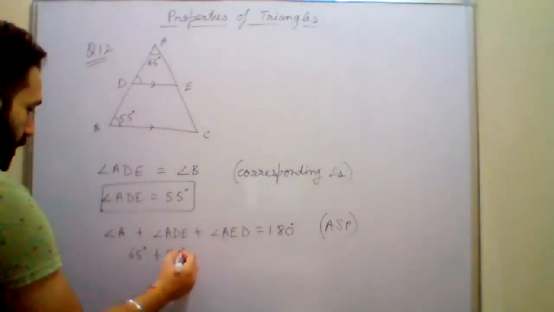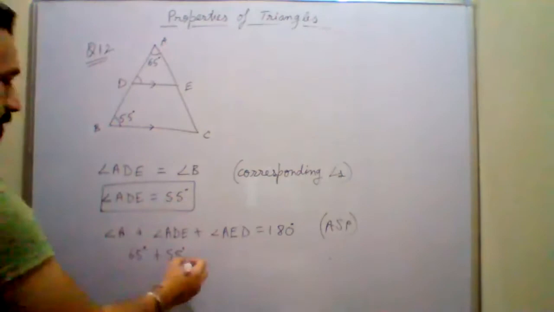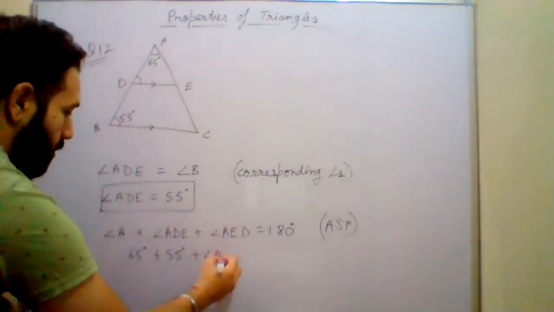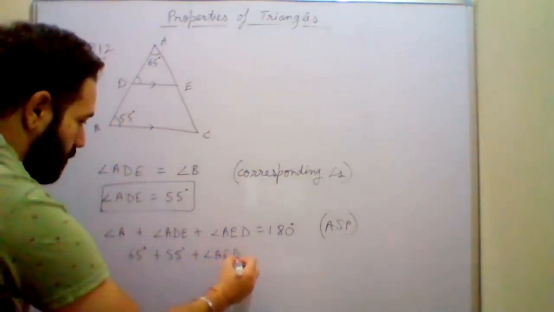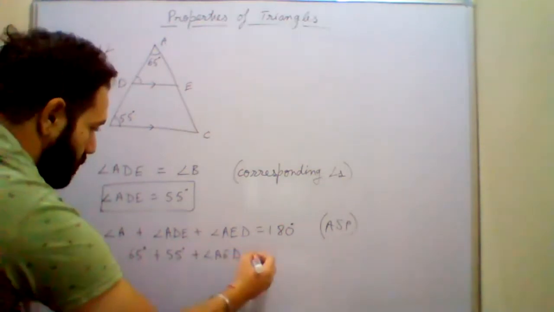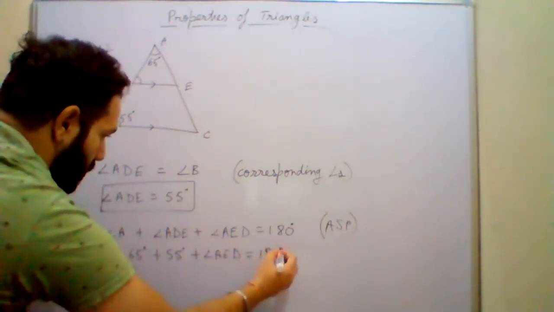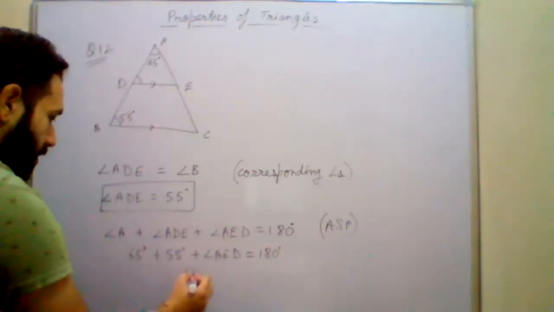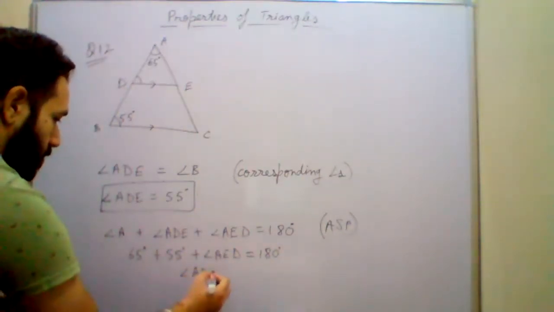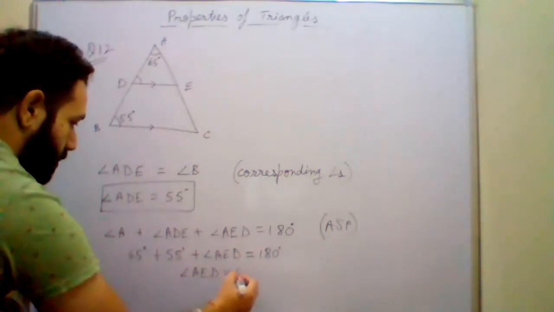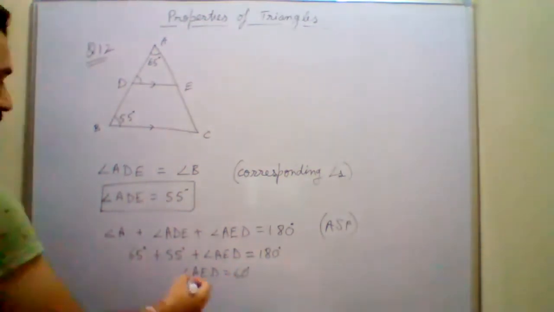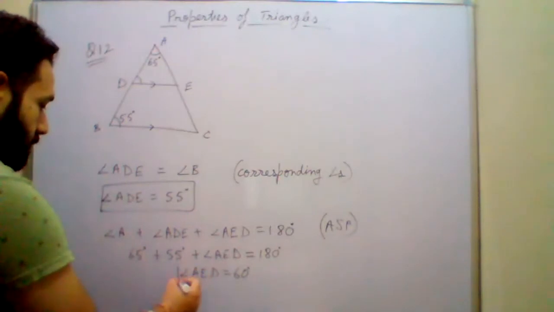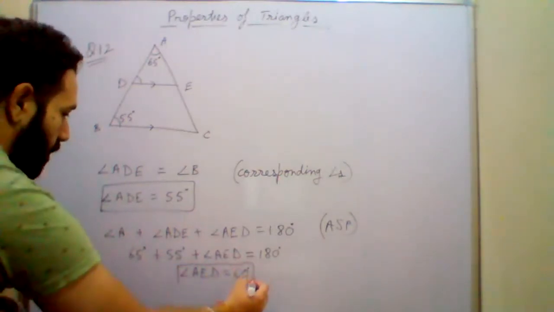and 55. Angle ADE we have already found, it is 55, and angle AED you have to find, equals 180. So when you solve this equation, you will get angle AED equals 60 degrees. So this is the answer. Angle AED is equal to 60 degrees. This is the answer of the second part of the question.